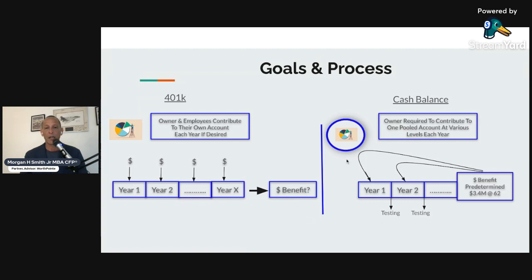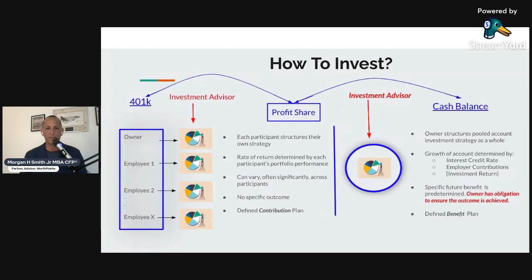And again, this requires a much higher level of expertise from an investment standpoint. There are some gotchas if you don't do this right. Basically, you don't want too much volatility in the cash balance plan. It's much different than investing in an investment account like a brokerage account or a 401k, and I highly recommend you get professional management within a cash balance plan. Okay, so let's look at how to invest and how they interrelate to each other.